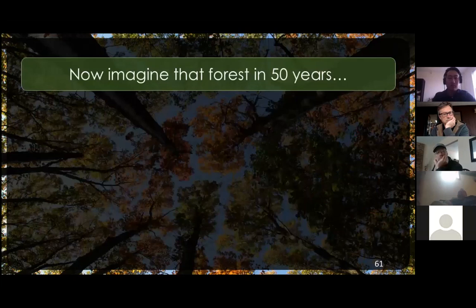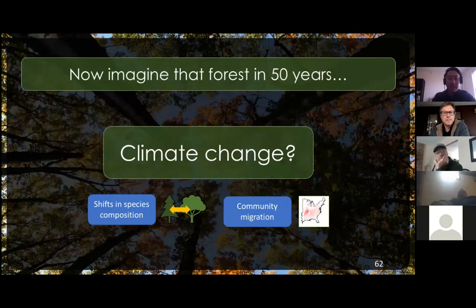And so I want to circle back now to that initial question of imagining that forest in the next 50 years. What I showed today is that there's probably going to be some shifts in the species composition of these forests. As these species are migrating, there might be new species coming into new areas, which is impacting the species composition of these forests, as well as potentially communities as a whole moving. There's some communities that maybe were outside of your local area that might be making their way in the future.